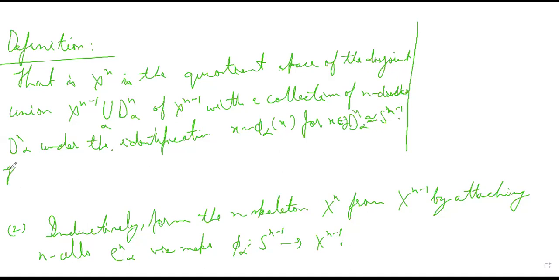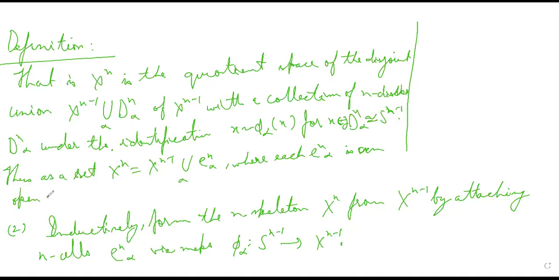Thus I can set Xn equal to Xn minus 1 union the e^n_alpha, where each e^n_alpha is an open n-disk or ball.